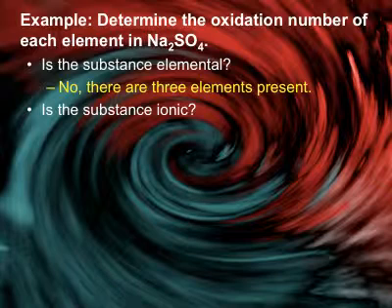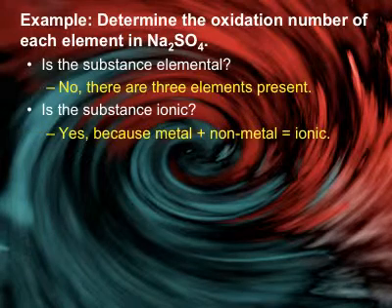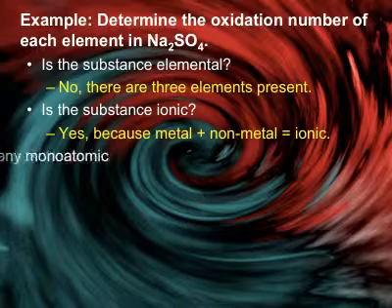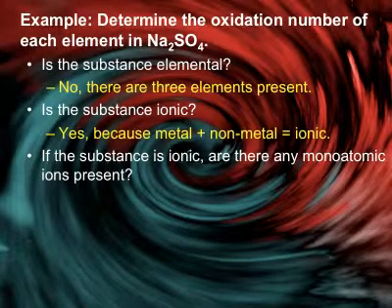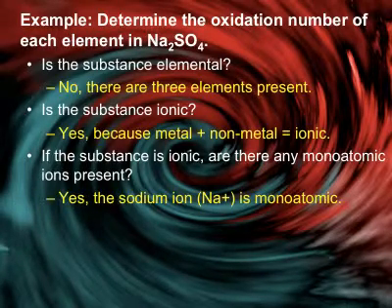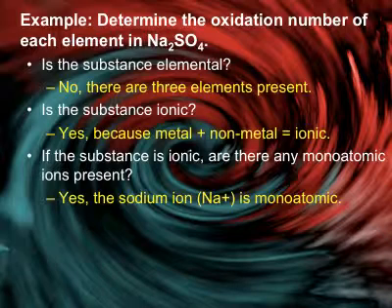Is there a metal and is there a nonmetal? Isn't that the definition of ionic? Yep, there is 1 metal and actually 2 nonmetals, so therefore this is an ionic compound. The next question is, if the substance is ionic, are there any monatomic ions present? Is there something in there that's not a polyatomic ion? Yes. Who is not a polyatomic ion? Sodium, which means that sodium has to have a charge of +1 because it's following that monatomic rule. We look at the periodic table, sodium's in the first column, so therefore it has a charge of +1.